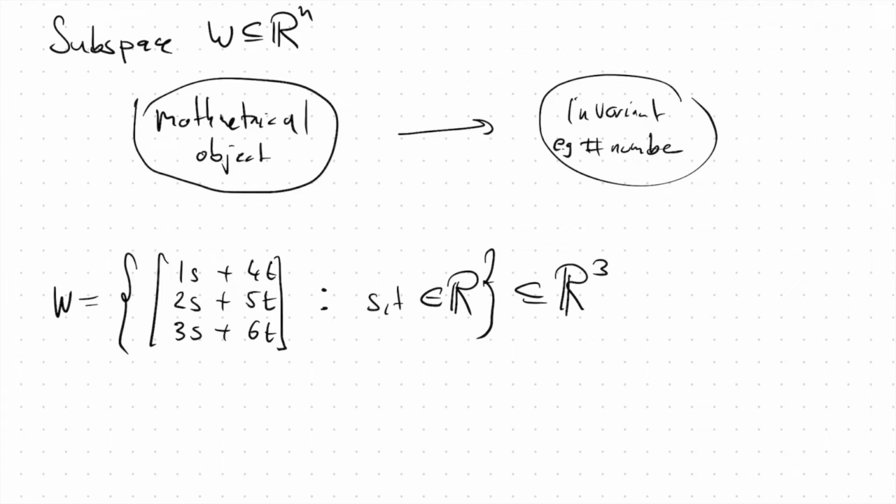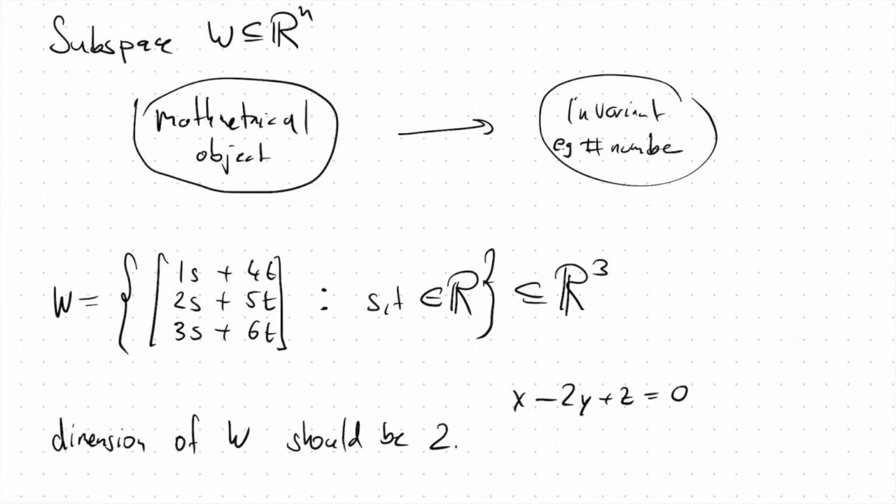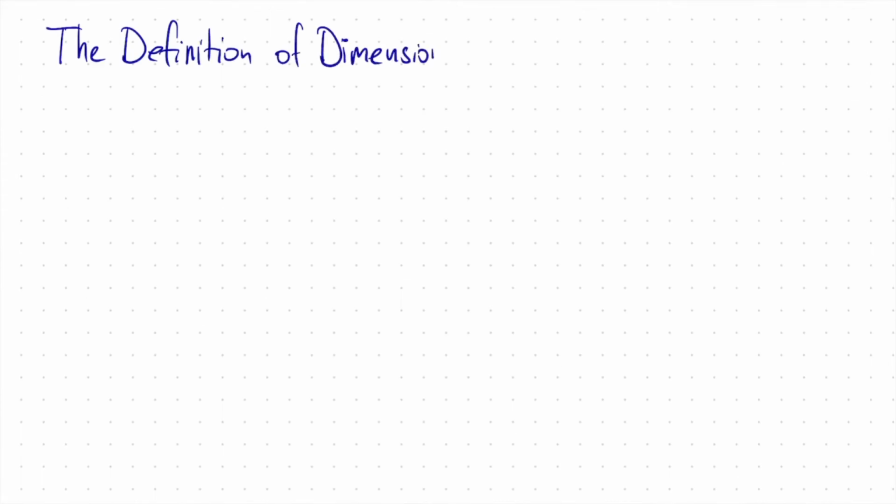Geometrically, it's a plane, namely the plane x minus 2y plus z equals 0. Because a plane is a two-dimensional object, we think the dimension of this should be 2. And indeed, we're going to see the dimension will be 2. But we have to give a mathematical definition of what we mean by dimension. So the definition of dimension.